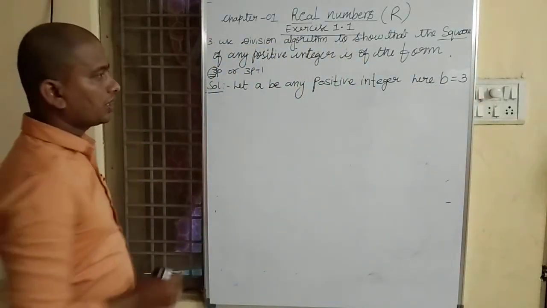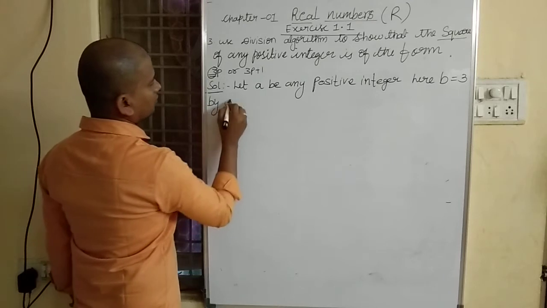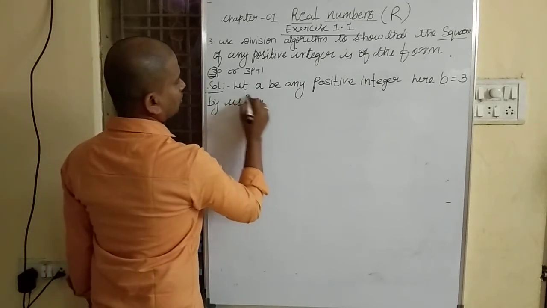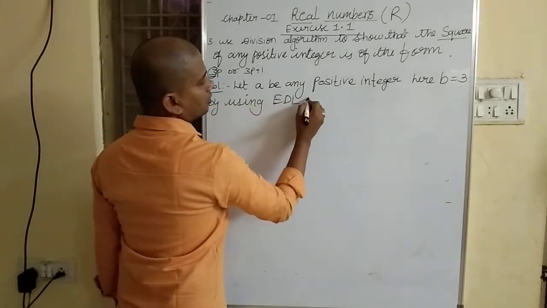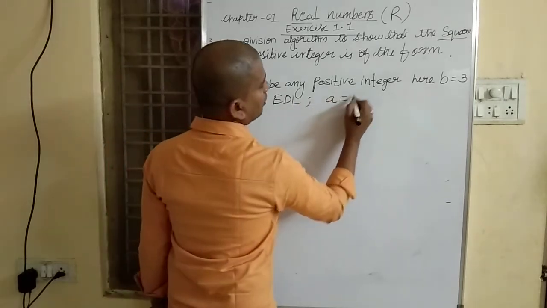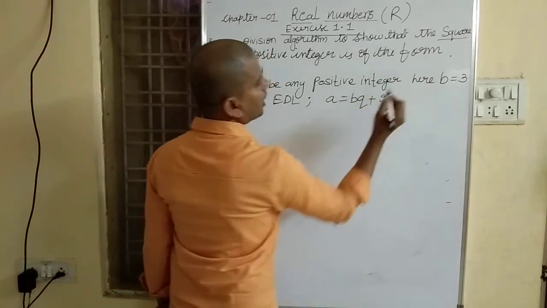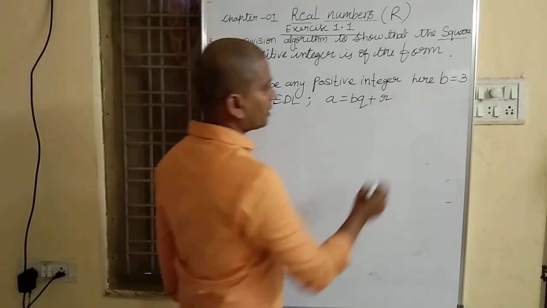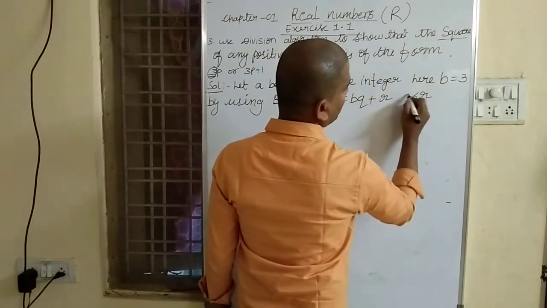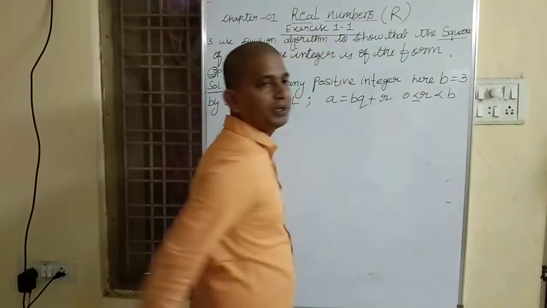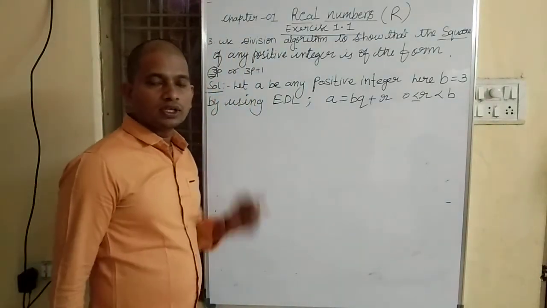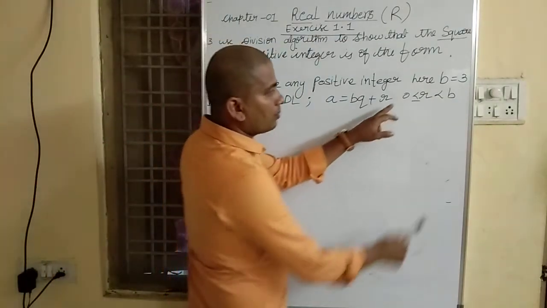Here b equal to 3. So by using UDL, what is UDL? a equal to bq plus r, where r lies between 0 and b. So what is the value of b here?